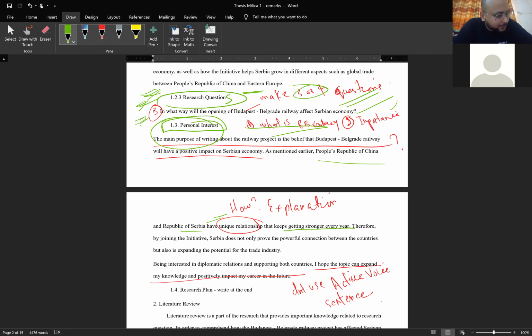So I can just write in the personal interest part that my interest is to contribute to the relationship between Serbia and China, and that I believe that the railway will have a positive impact on the economy, and therefore on the people that live in Serbia. You write down this is personal interest, not personal opinion. My belief that it will increase the economy, that is your personal opinion, and the heading is personal interest.